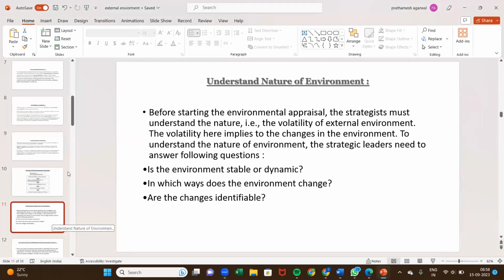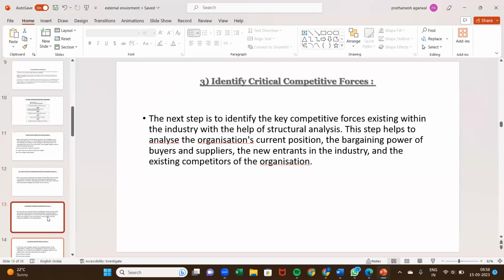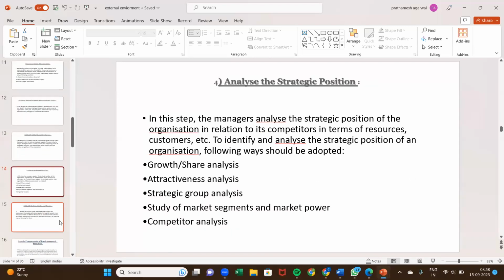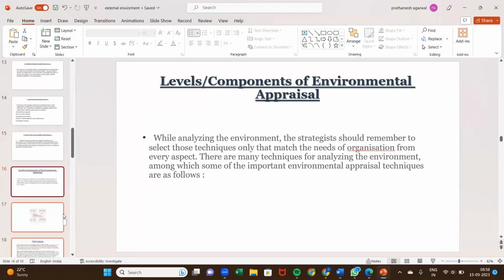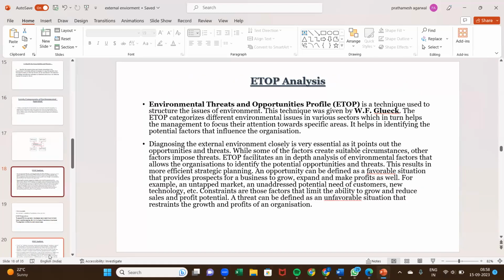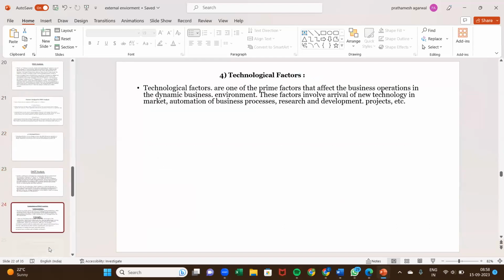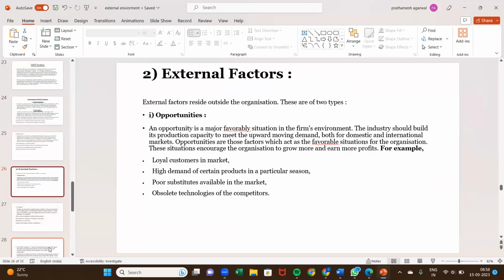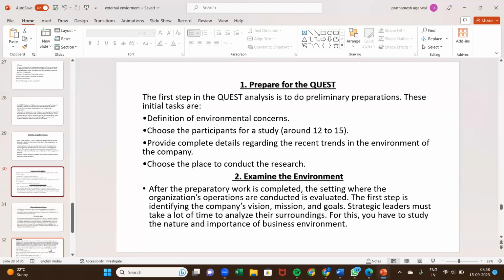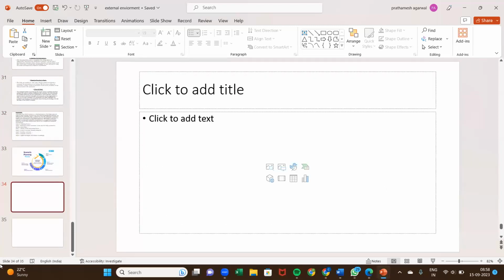What I'm going to do is, I'll be stopping here, because then we need to study in depth the PEST analysis, QUEST analysis, SWOT analysis, and the ETOP analysis. I'm going to take PEST analysis in detail. Then we have the components of SWOT analysis. Is it clear? From Monday onwards, I'm going to start with the analyses. How many analyses do we need to study? QUEST analysis, PEST analysis, ETOP, and SWOT analysis.